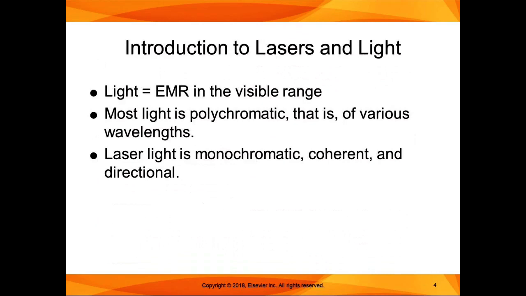So, light is electromagnetic radiation in the visible range, right? So that's that rainbow. Most light is polychromatic, that is, of various wavelengths. And laser light is monochromatic, coherent, and directional. So it has a single wavelength. The waves are lined up, and it's always in one direction. Regular non-laser light spreads out diffusely.